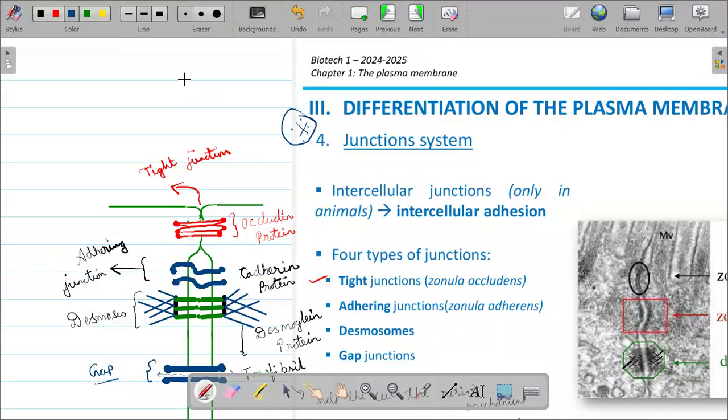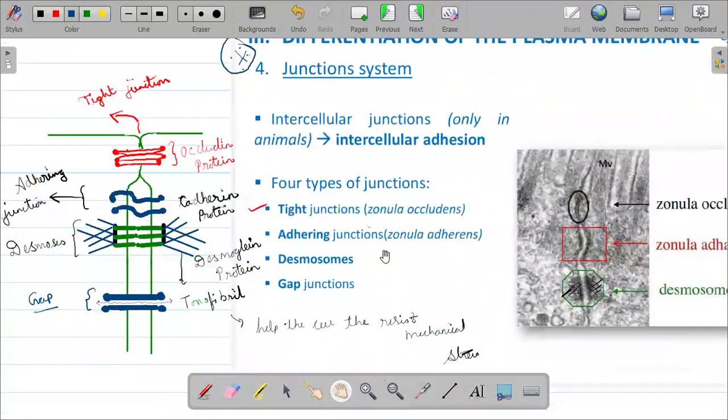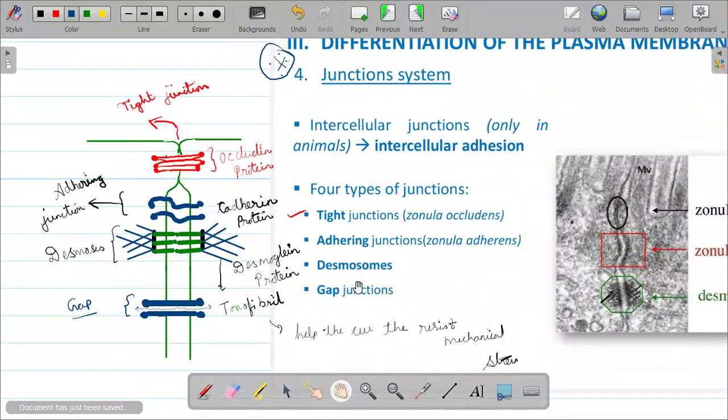Now you are able to understand about the four types of junctions, right? Yes, sir. I will not say yes about the protein names since you are there in the college. So I'm telling you about the protein names. Sir, in gap junction, what is that protein name, sir? We don't have a specific protein for them.